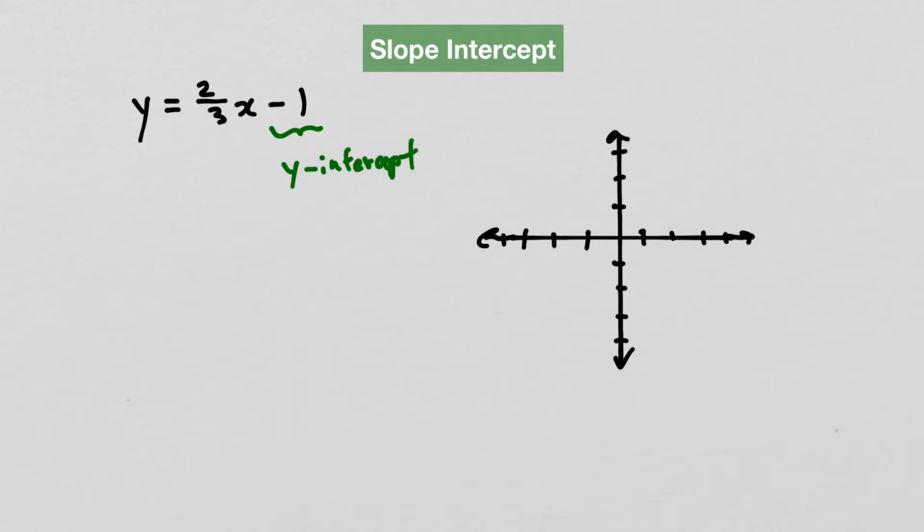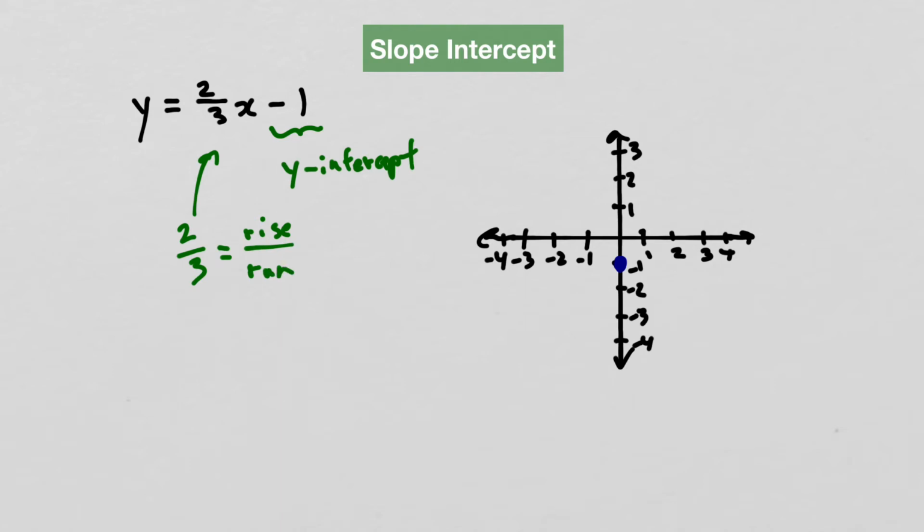Okay, so we're going to start at -1, which is right here. It probably helps to label the graphs. Now, we look at the slope, and it is 2/3, which means we're going to rise 2 positions and then run to the right 3 positions, because it is a positive number. Therefore, it's a positive slope.